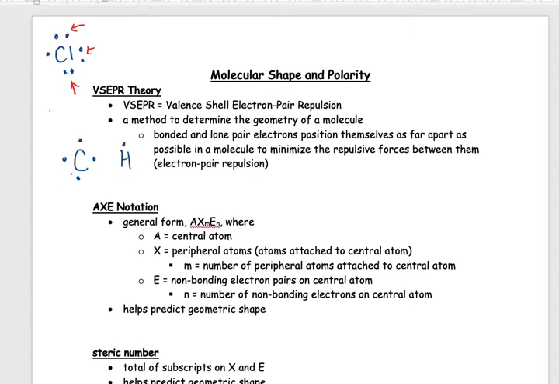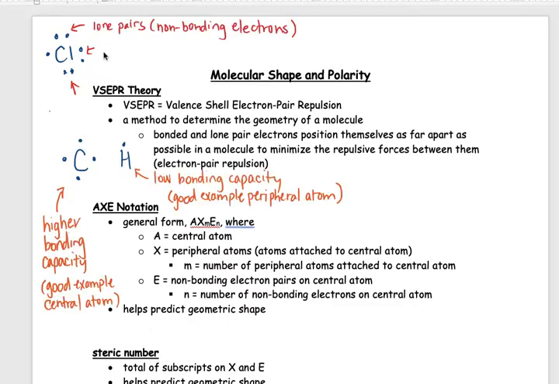But if we're looking at carbon, we're looking for any lone pairs, non-bonding electrons that are involved, and that's what the E will be here, okay? I added some notes here to show you that these pairs are the lone pairs on chlorine, so they're the non-bonding electrons. Carbon has high bonding capacity, with 4 sites that you can bond with, so it's a good example of what we consider a central atom.